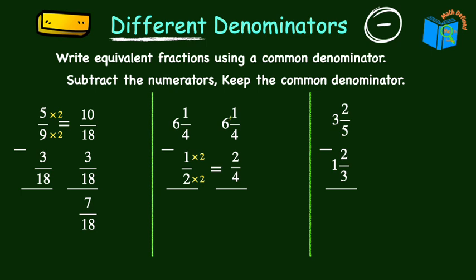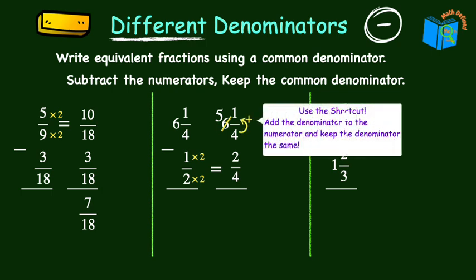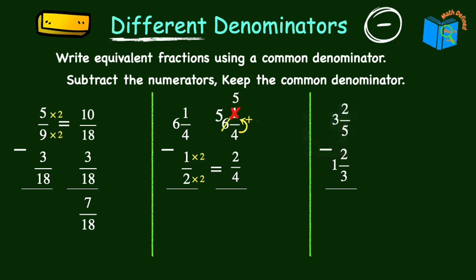So I will need to borrow a 1 from the 6, changing it to a 5, and then I'll need to use that shortcut of adding the denominator to the numerator to get the equivalent fraction of 5/4. Now I can subtract 2/4 from 5/4 to get 3/4. And then subtracting the whole numbers, 5 minus 0 is 5.